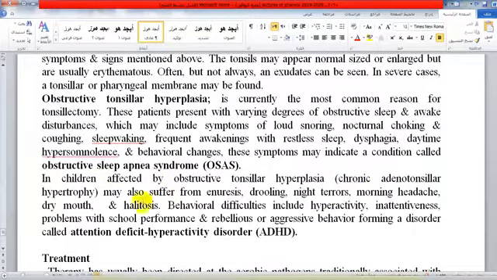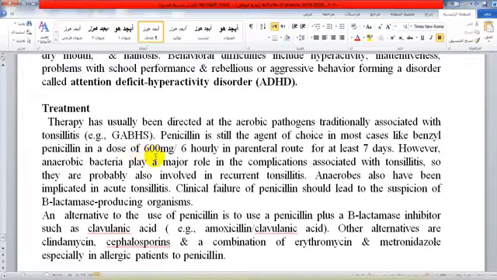Treatment therapy has gradually been directed at the aerobic pathogens traditionally associated with tonsillitis, which is group A beta hemolytic streptococci. Penicillin is still the agent of choice in most cases, like benzyl penicillin in a dose of 600 mg 6 hourly by parenteral route for at least 7 days.